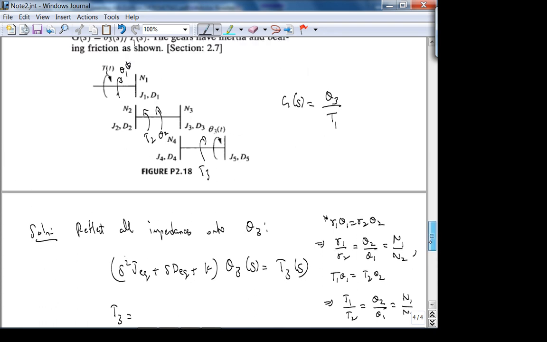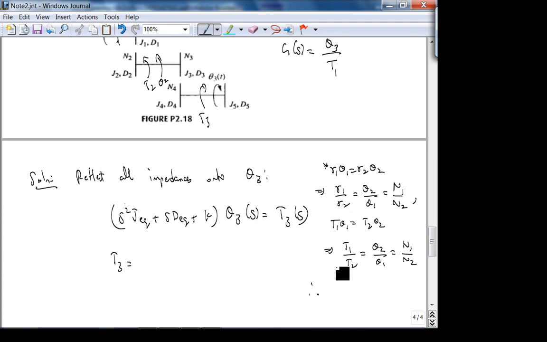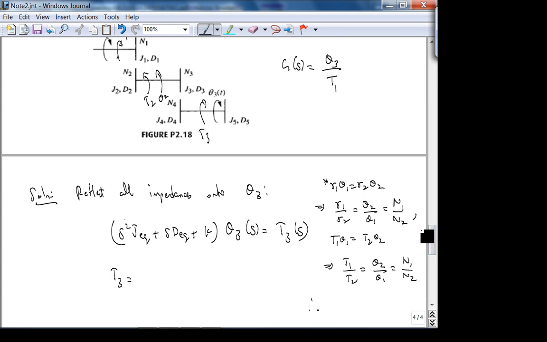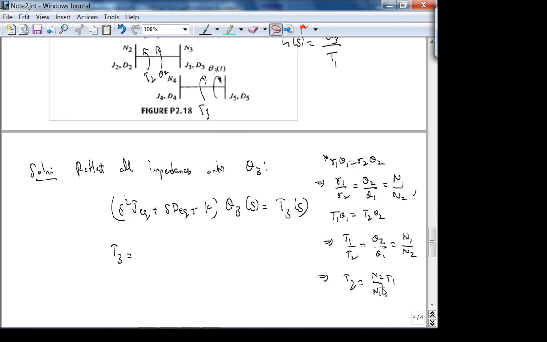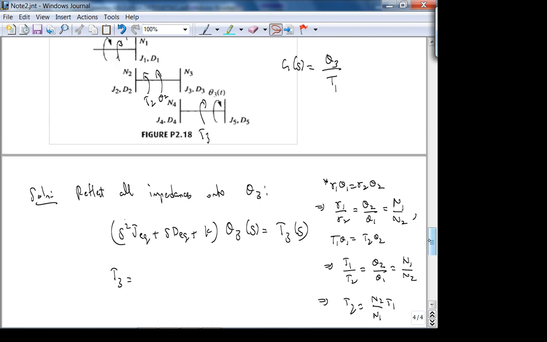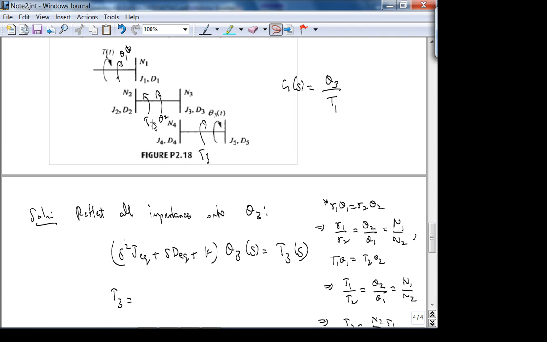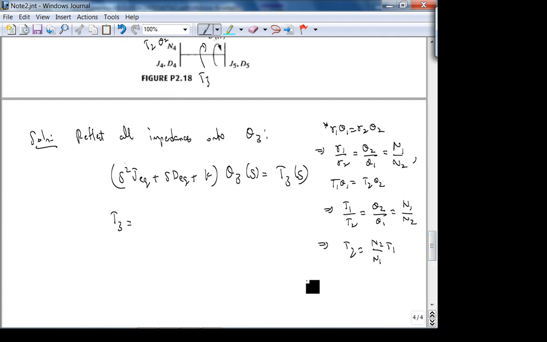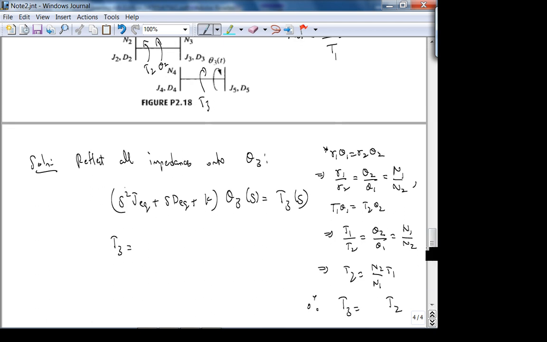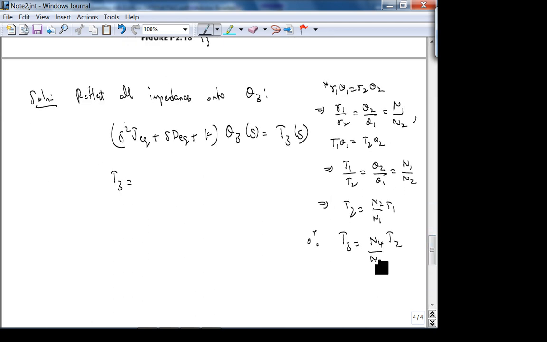Therefore, you have the torque on this, yes, let me just write it out. This implies T2 is N2 over N1 times T1. That makes sense because if N2 is bigger than N1, the torque is amplified, yes? Now, based on this expression, what is the relationship between T3 and T2? Therefore, how is T3 related to T2? Yes, that's right. N4, like Chris said, N4 over N3 times T2.